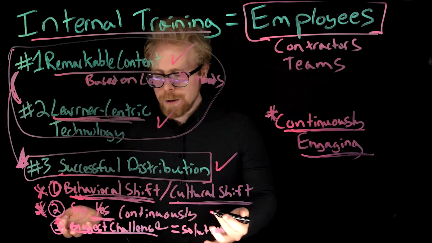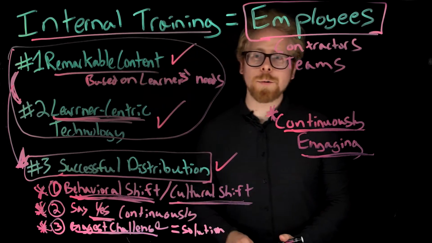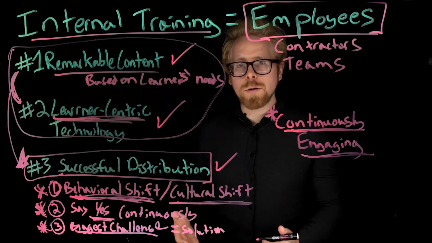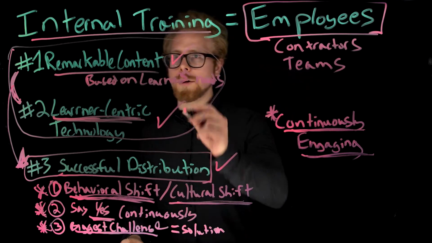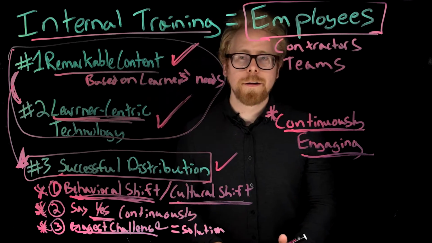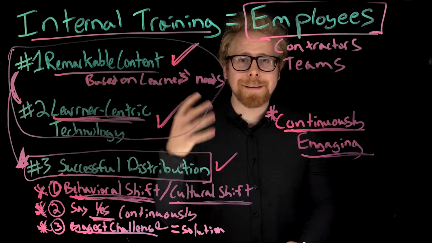And really, how do you do this? Provide solutions for their biggest challenges. Start with the biggest one and then keep knocking off challenges and slowly build out remarkable content on that learner-centric technology instead of trying to build it all at once and then launching it. It really is that simple.